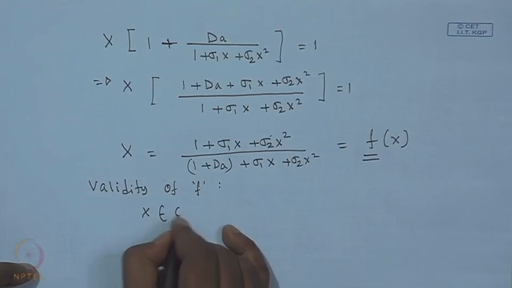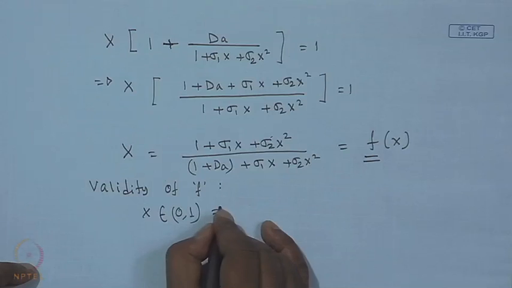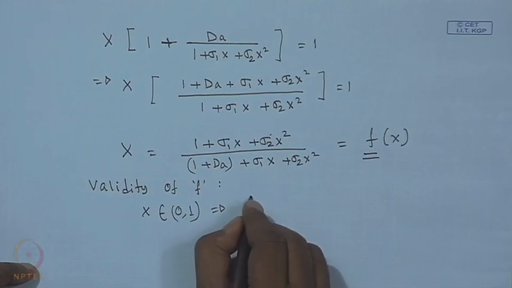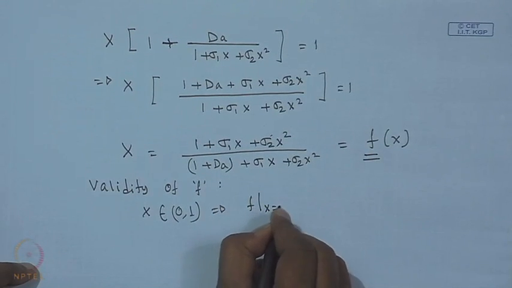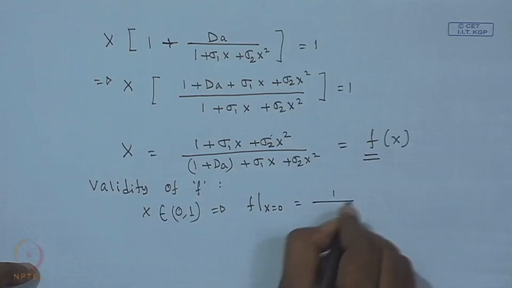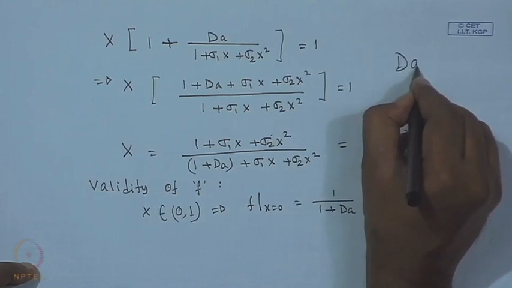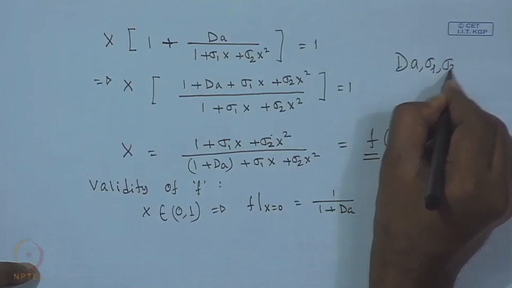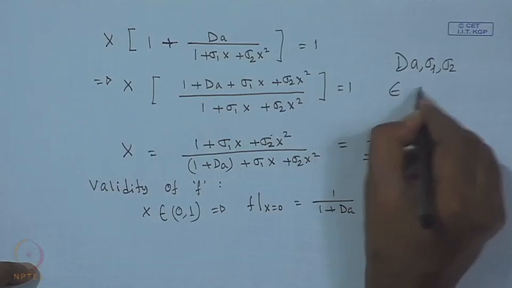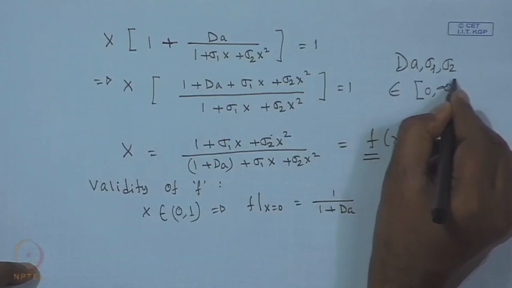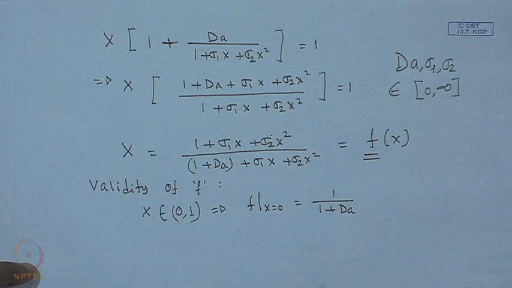X lying in between 0 and 1, let us put the minimum value of x as 0. So, f at x is equal to 0 becomes 1 divided by 1 plus dA, and all these 3 parameters dA, sigma 1 and sigma 2, they are lying in the positive real half plane.